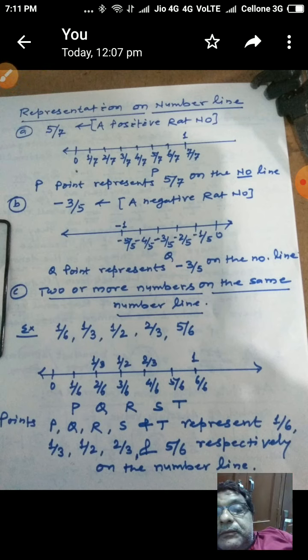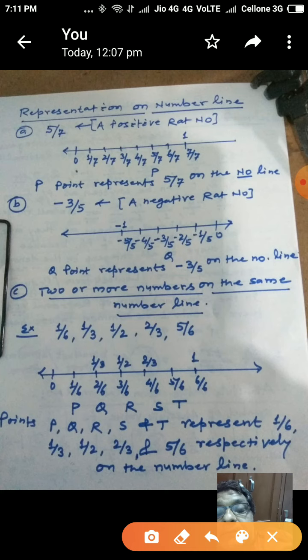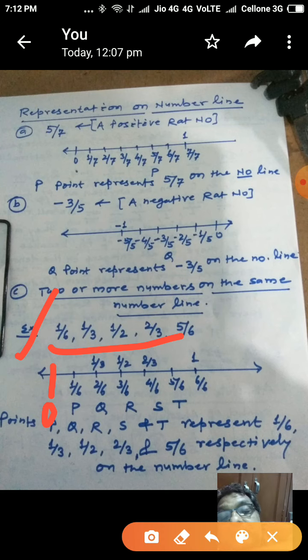Now if we want to represent two or more numbers on the same line, we have taken one example here: represent 1 by 6, 1 by 3, 1 by 2, 2 by 3 and 5 by 6 on the same number line. Then what do we have to do? We should take the LCM of the denominators. So it comes to 6. It means each division will have the value 1 by 6. And since all the numbers are positive, we write 0 on the left side, and for each division we will have 1 by 6 value.